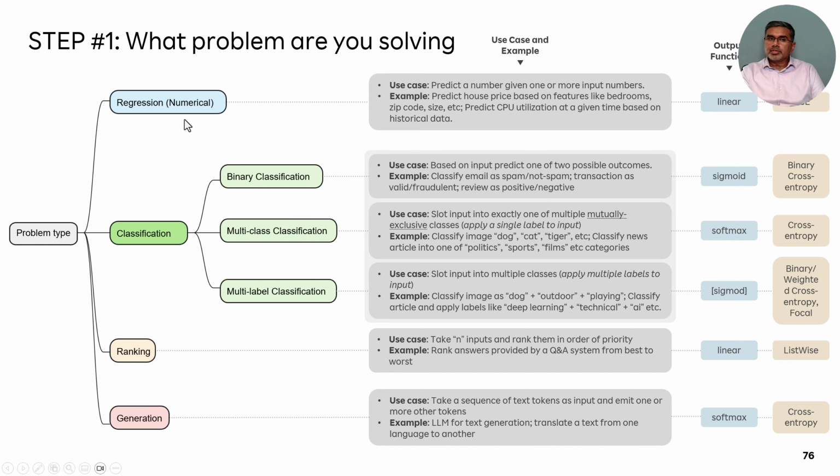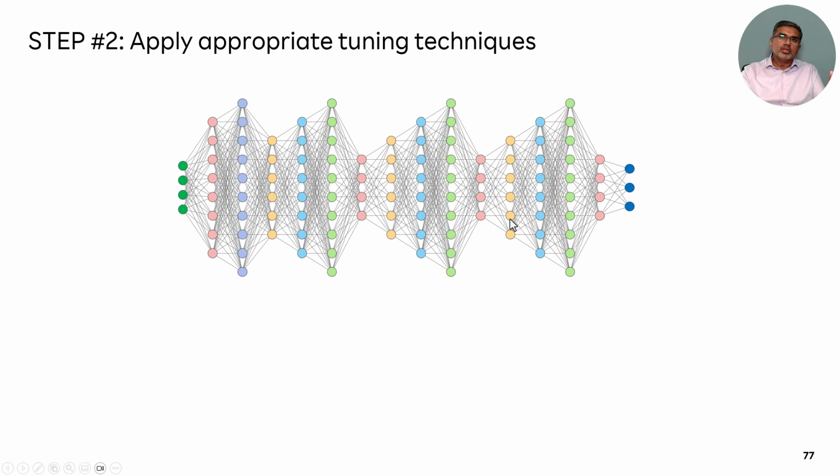And what we have established is that once you know the problem you're solving, you will know how many output neurons are needed, which means that you'll be able to figure out the structure of your neural network. You'll know what output function to use, what loss functions to use, right? We have studied this. So now that you know how to map the problem that you're trying to solve, or the use case you're trying to solve, to the architecture and the output function and loss function, step 1 is done. Step 2 is you need to apply appropriate tuning techniques.